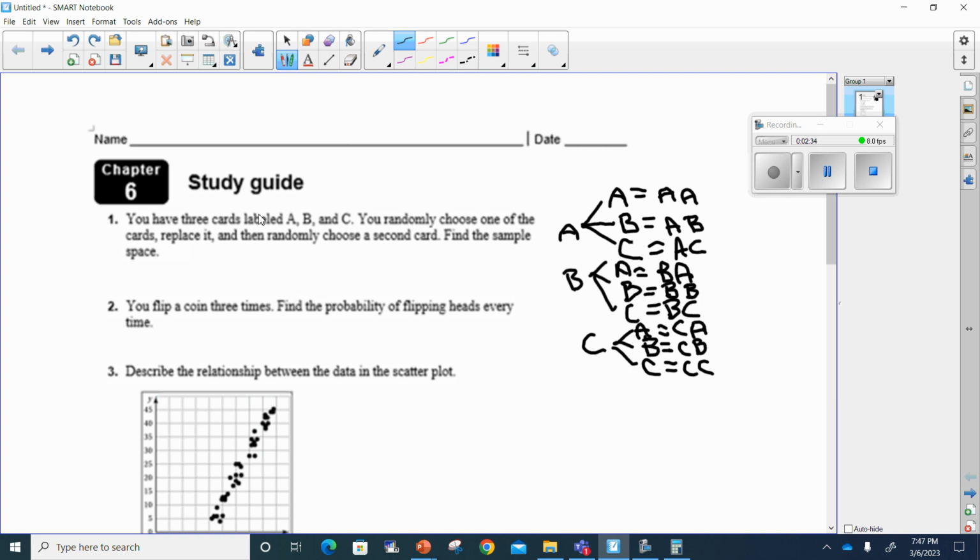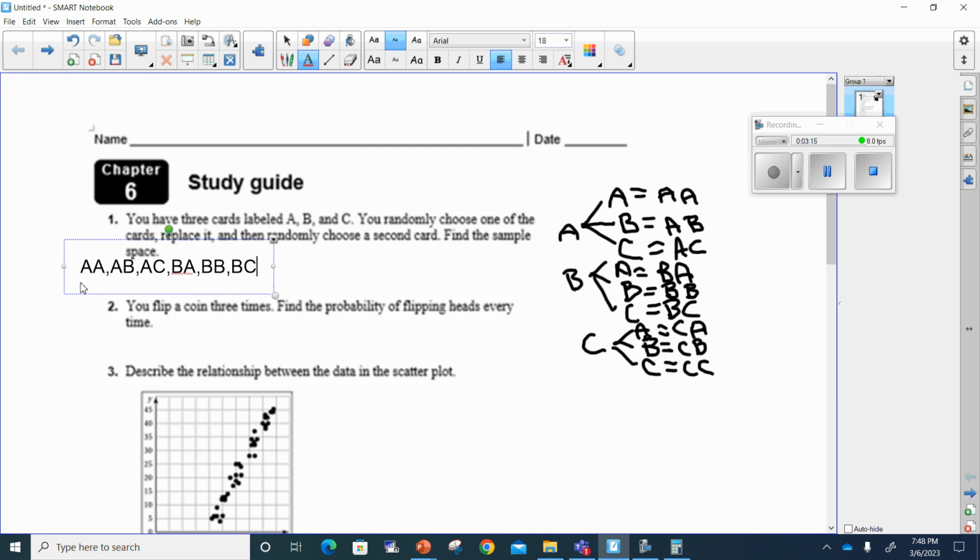All right, so they said you randomly choose one of the cards, replace it, so find the sample space. These are all of your possible samples, so we're going to list them over here. We got AA, AB, I guess I should use capital letters, I apologize. AA, AB, AC, and then we would have BA, BB, and BC, and then we would have CA, CB, and CC. So this would be our possible sample space listed right here.